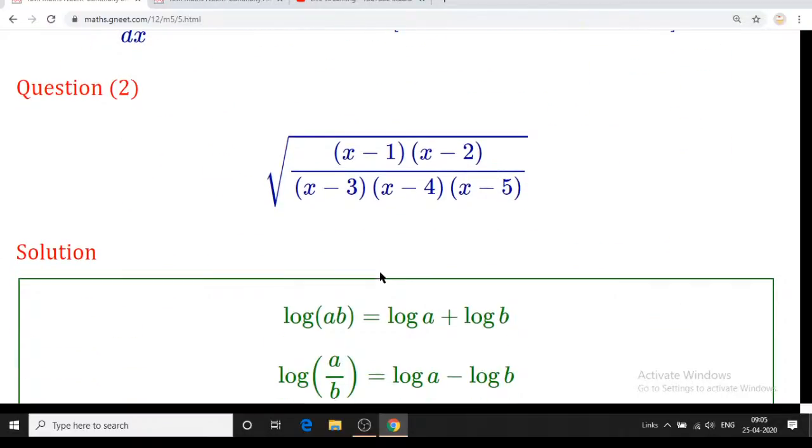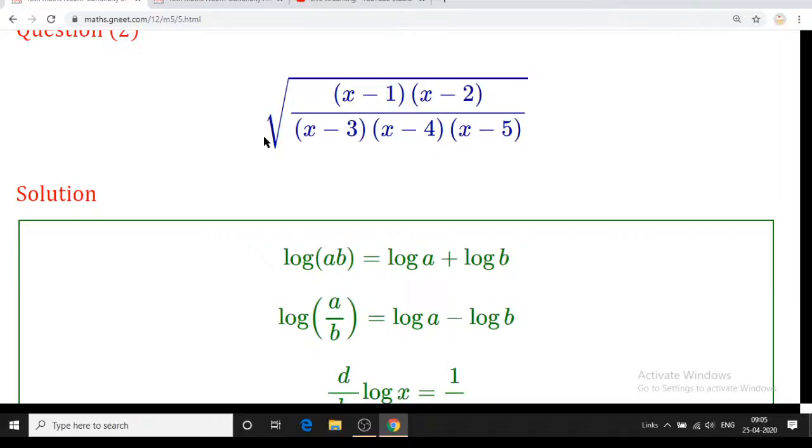Now I'm going to solve the second question. The second question is the square root of x minus 1 into x minus 2 upon x minus 3 into x minus 4 into x minus 5. Actually, we have the derivative of a root, that is 1 upon 2 root, and then we take the derivative of what is inside the square root. The 1 upon 2 root is not creating a problem.